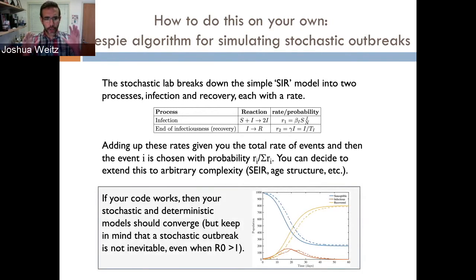Okay. If your code works, then your stochastic and deterministic models should converge, which I hope you find surprising and cool. Here's a population now not measured in terms of fractions, but rather total individuals. This is what the deterministic model says the outcome should be. Here's an iteration of a stochastic outbreak. Keeping in mind that in the deterministic case, when R naught is greater than 1, outbreaks are inevitable. That's not true in a stochastic case.